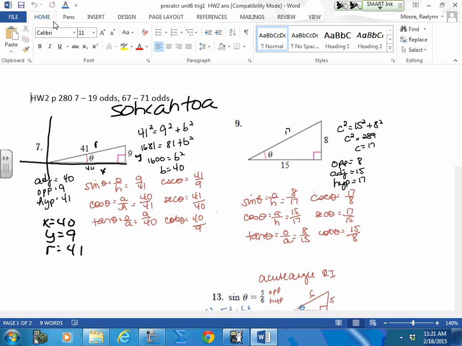Your missing side, all I would say is be careful which piece you're missing. This one we're missing a leg. This one we're missing a hypotenuse. And again, you can put this in your quadrant 1. So there's your Y, there's your X, and you just found your R. There's one of your triples. And Y over R, X over R, same thing.